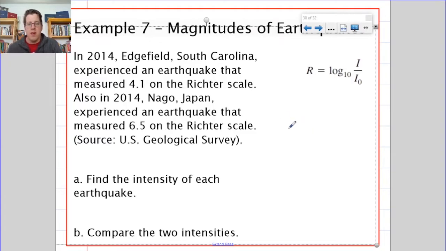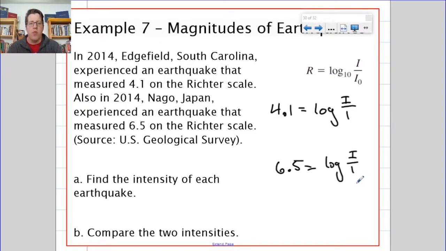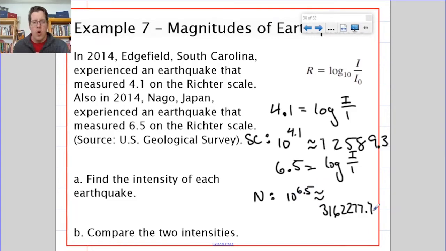So we're going to plug this in. When we plug in, we have 4.1 equals the common log of I over 1, and 6.5 equals the common log of I over 1. To solve for South Carolina, we're going to raise 10 to the 4.1 power, and for Nago, Japan, we are going to raise 10 to the 6.5 power. When we do that, we get a number of 12,589 for South Carolina and about 3,162,278 for Japan.